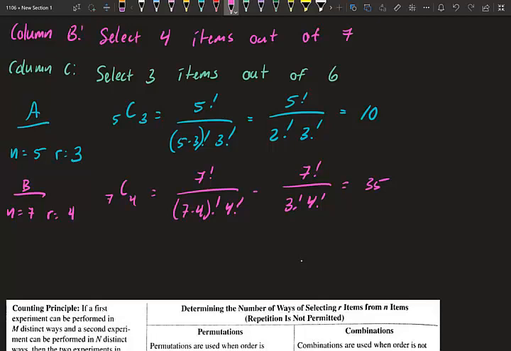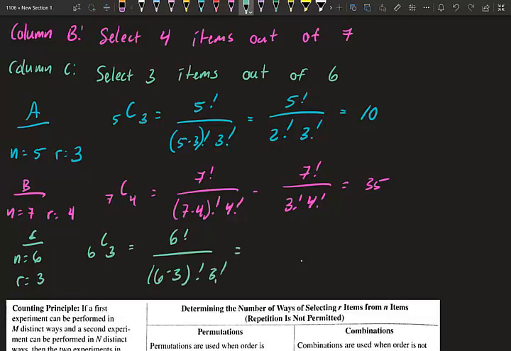Now, I want you to pause and do column C. Okay, I hope you tried column C. Let's do it together. For column C, we have a total of 6, and we're picking 3. So we have 6C3, 6 on top, 6 minus 3, and 3. If we simplify, we have 6 factorial over 6 minus 3, that's 3 factorial, 3 factorial, and we get 20.